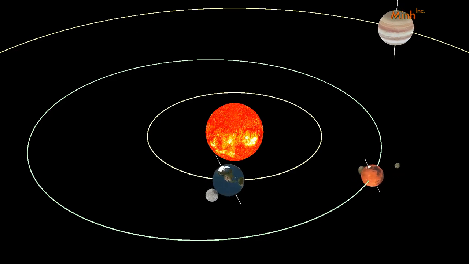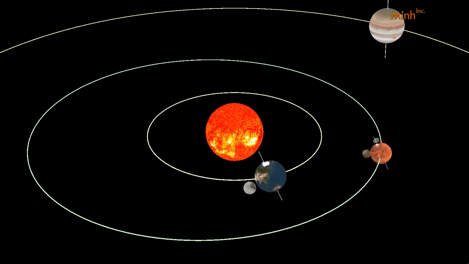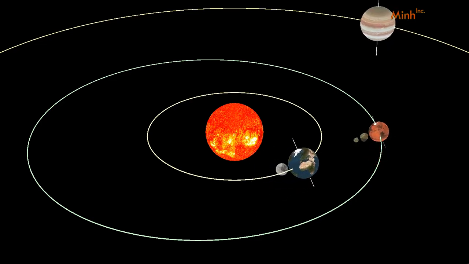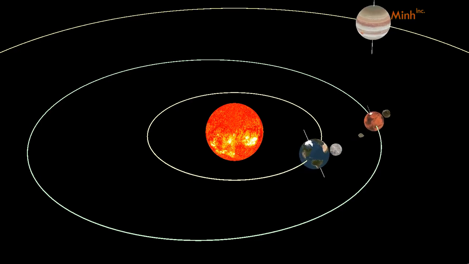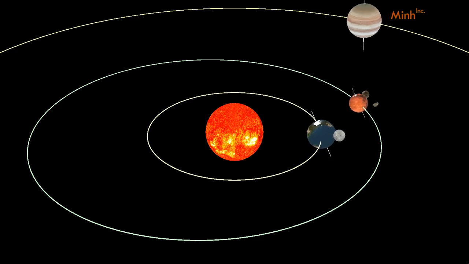Okay, so we have seen the maximum distance between Earth and Mars. Now they are coming to a kind of minimum distance between Earth and Mars. So here at this position, they are almost near to each other.